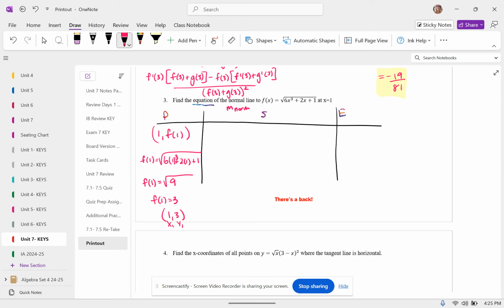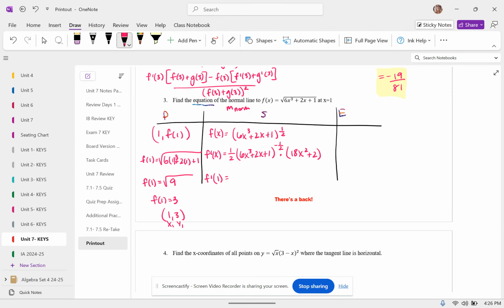My slope is going to come from taking the derivative of the function. I'm actually going to first rewrite it with a rational power, to the 1/2, and now I'm going to take the derivative. Since this is a composite function, I'm going to use the chain rule. That means I'm going to take the derivative of the outside times the derivative of the inside. And then I'm evaluating that when x is 1.